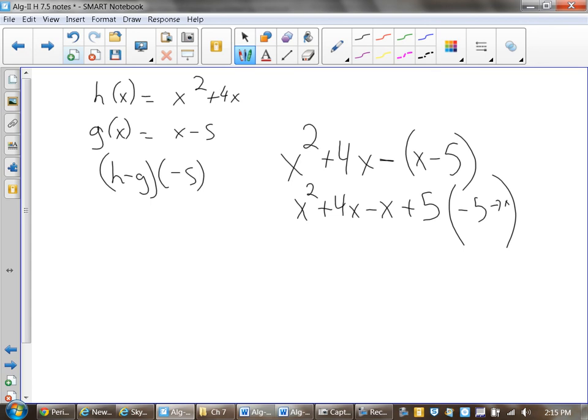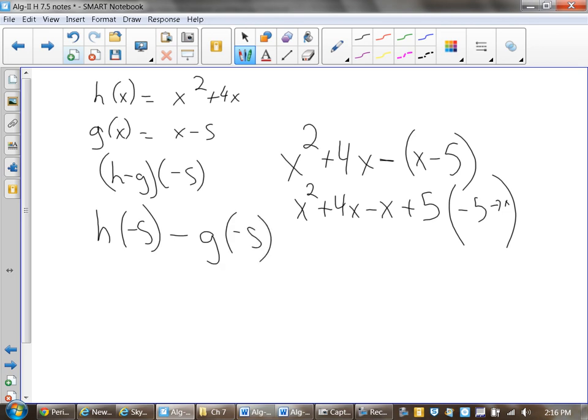We wouldn't have written it like that. When I printed this worksheet off some software that we have, I didn't catch that. The test will not look like this. I will have it written out as h of negative 5 minus g of negative 5, something along those lines. That makes more sense. Then you just substitute the negative 5 into that. That's number 3 on that packet part. I would have written it as h of negative 5 minus g of negative 5.